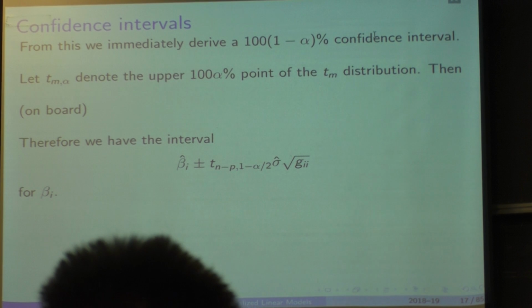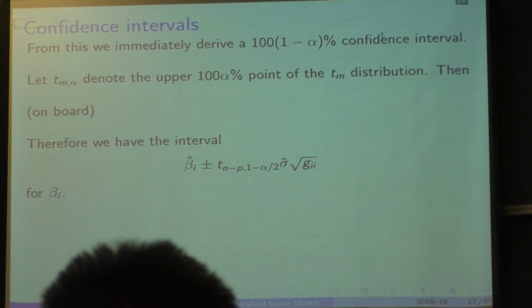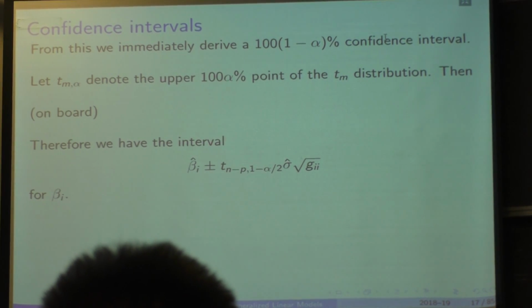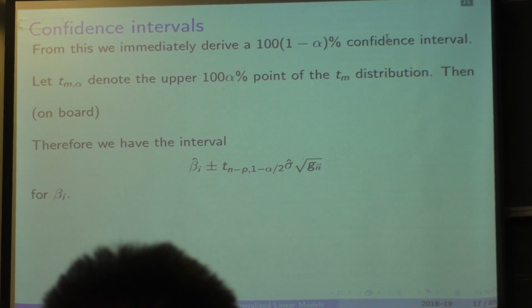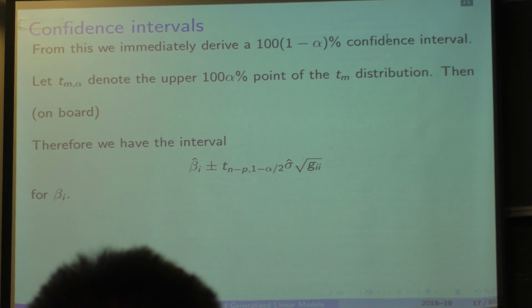So beta i hat plus the quantile that we were interested in from the t distribution times our estimate of sigma times the square root of g_ii, which came from the design matrix. Remember, G was the inverse of X transpose X, where X was the design matrix.